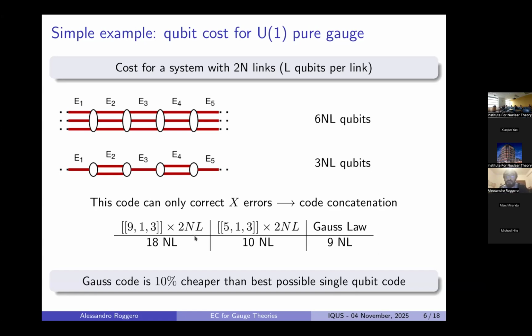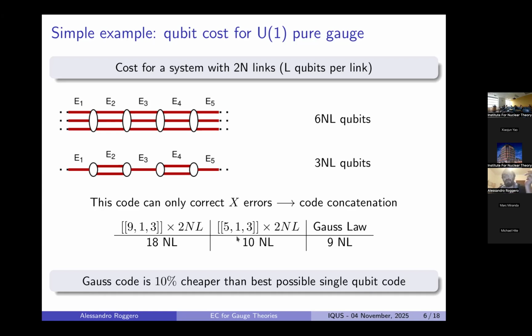So what I'm showing you here are cost estimates for a full encoding of a U1 pure gauge theory with standard single qubit error correcting codes. This notation here, 9-1-3, just tells you that you're using 9 physical qubits to encode 1 logical qubit, and you're able to fix 1 error. It's distance 3. The 9-1-3 is essentially a concatenation of the repetition code I showed you before, right? You use 3 qubits to fix X errors, and for each one of these, you use 3 qubits for a Z error. That will require 18NL qubits overall.